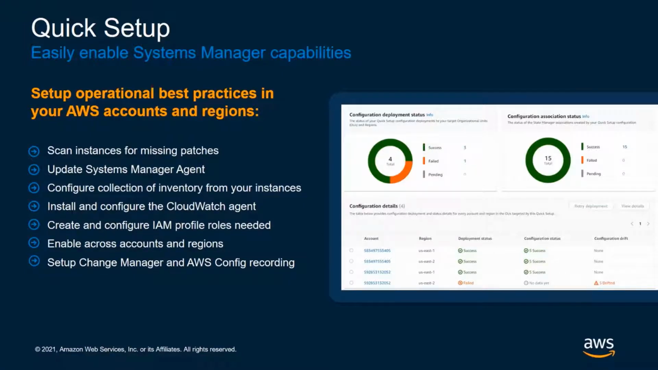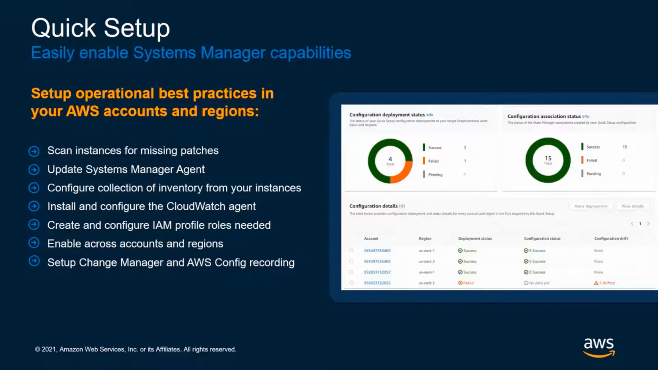You can set up inventory data gathering for your managed instances to collect information such as applications that are installed or drivers that are installed. You can optionally also install and configure the CloudWatch agent, as well as create and configure, as well as associate the appropriate IAM instance profile roles and attach those to your EC2 instances if they are missing them.